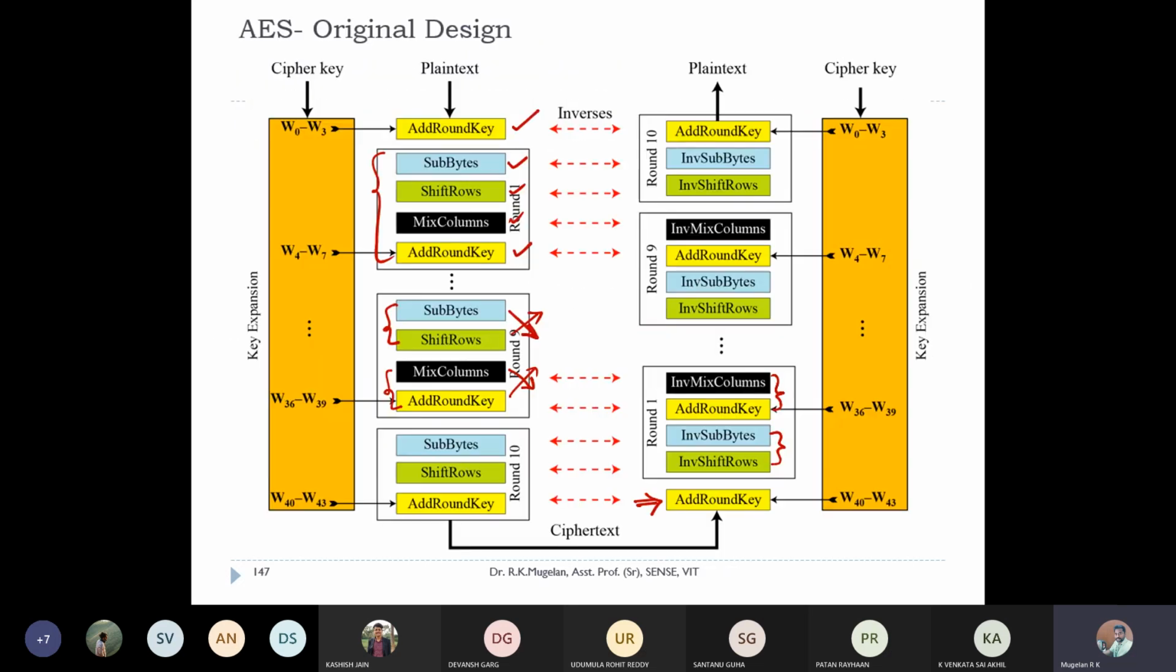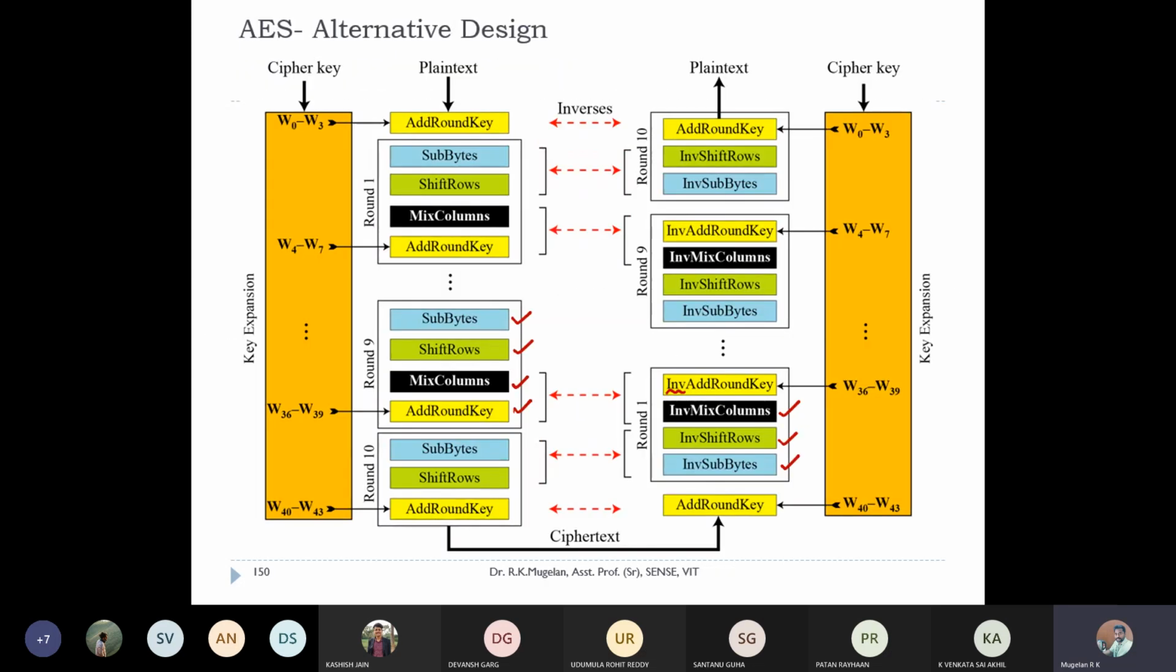But in the original design, a simple add round key is used here. If you're using inverse add round key, that is, finding the additive inverse of the particular add round key and applying it directly there, then I can use the same block with the inverse operations directly, right? So this is the alternative design, and they also say that you can modify the key expansion algorithm such that the output coming from this algorithm itself will give me the inverse add round key.